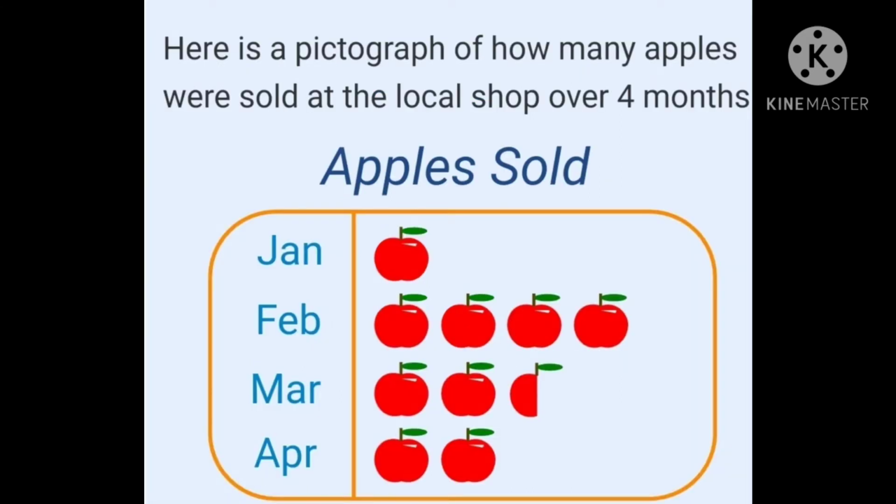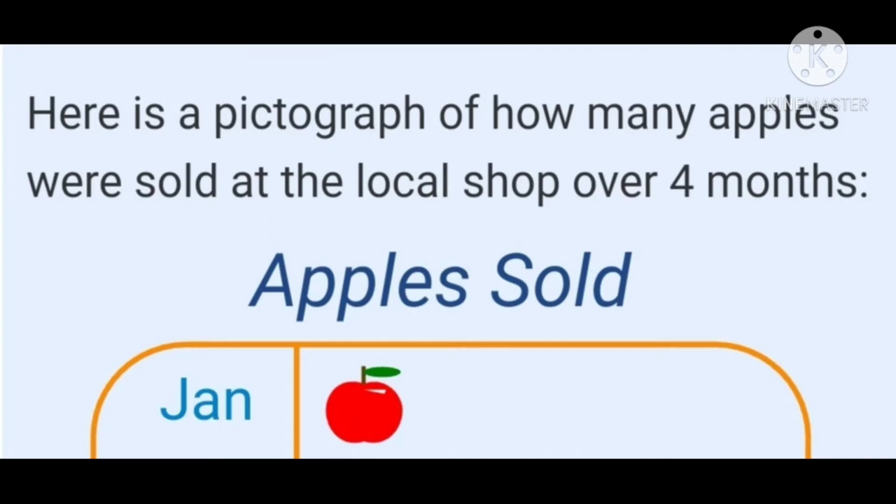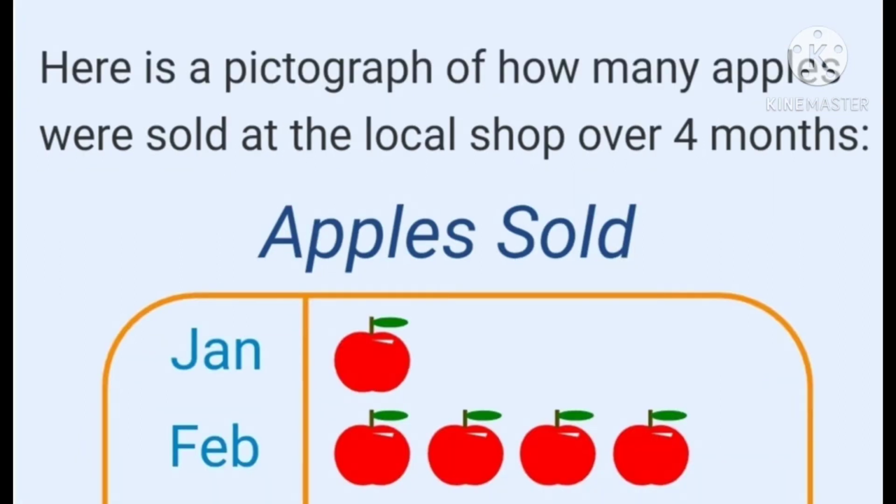Here is a pictograph of how many apples were sold in each month. Each picture of an apple means 10 apples and the half apple picture means 5 apples. In January month, there is one picture of an apple. In February month, there are 4 pictures of an apple.